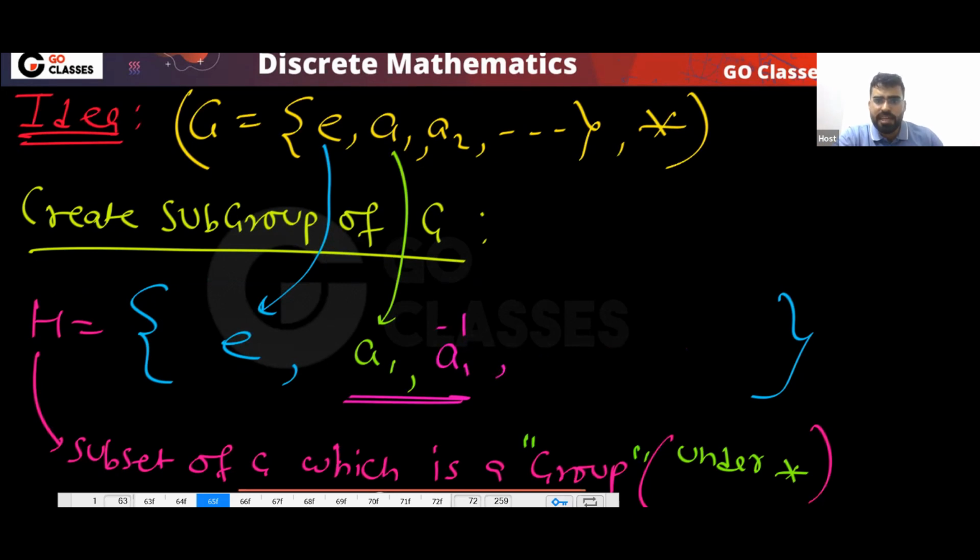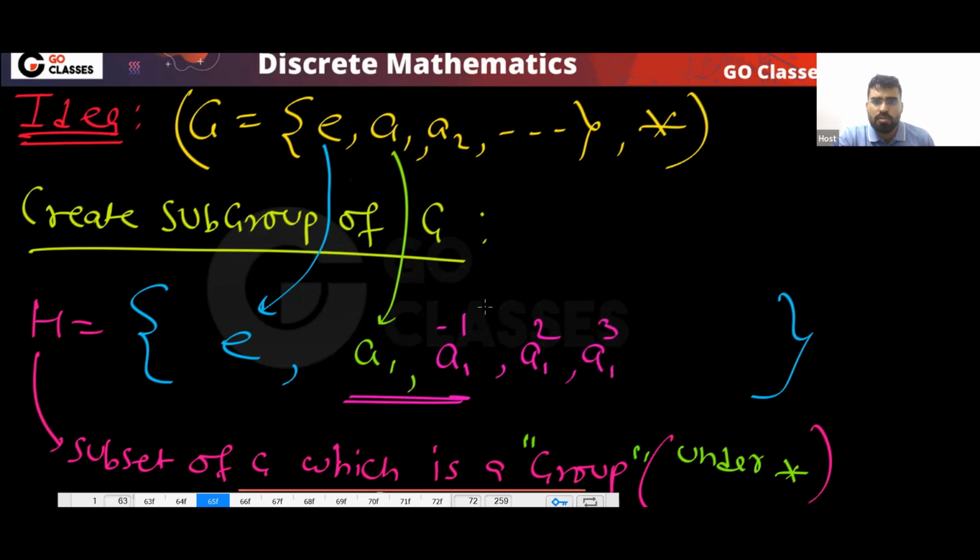And remember, if I take A1, then because of A1, what things will come? Because of this, A1 square also will come. Why? Can anyone tell me why A1 square will also come? Because of closure property. Because of closure, A1 square also should come. So you can notice, if you take A1, then automatically A1 inverse will come, also A1 square will come.